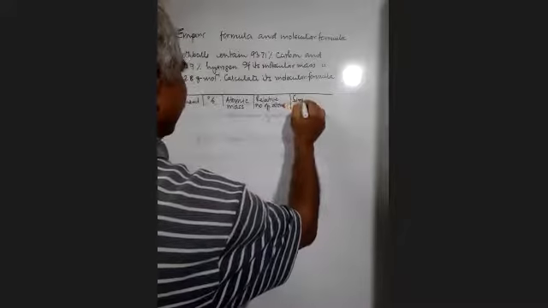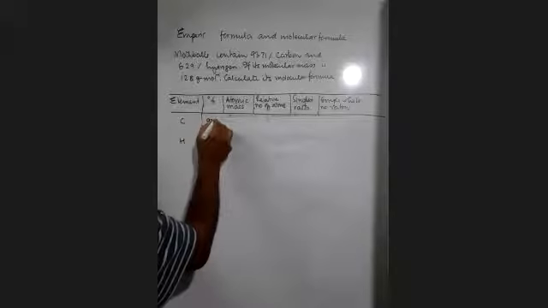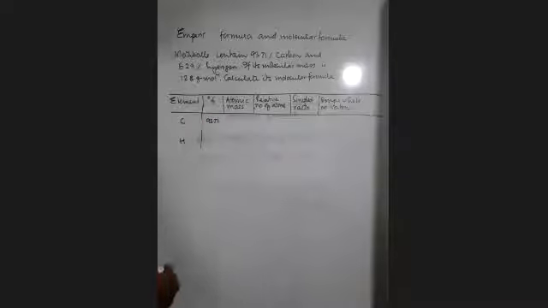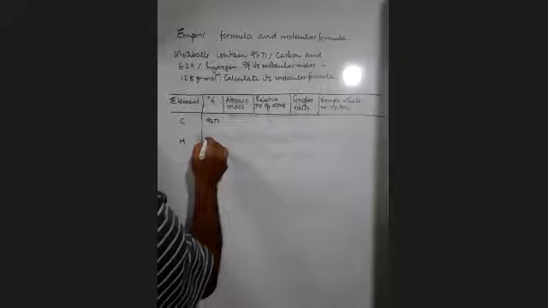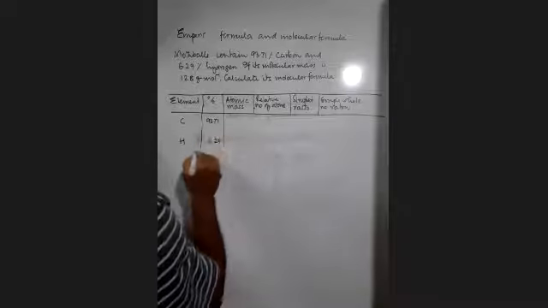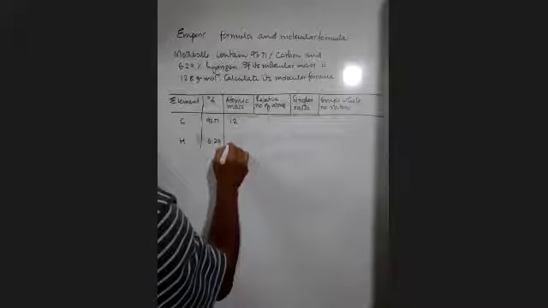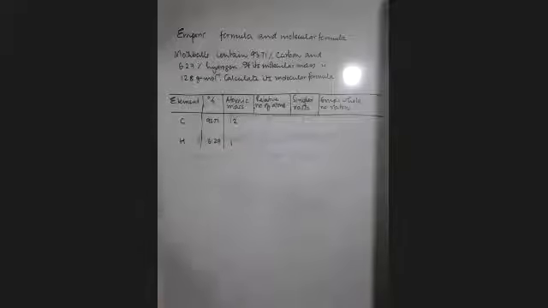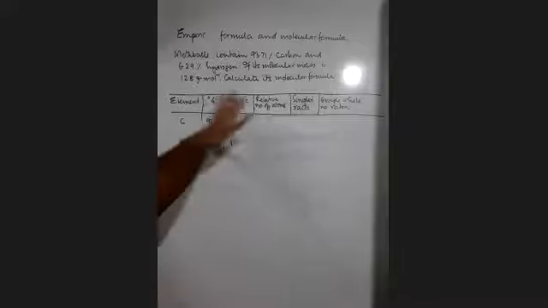Now try to hear me. Say here, what are the elements given? Carbon and hydrogen. So we'll write here carbon and hydrogen. Okay. What is the percentage of carbon given? 93.71. Hydrogen is 6.29. Atomic mass of carbon is 12. Hydrogen is 1.